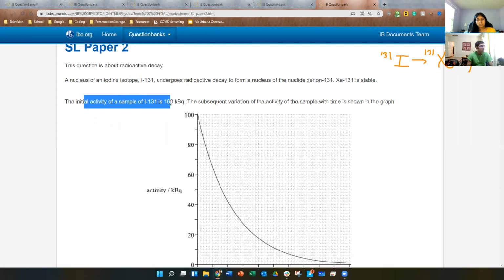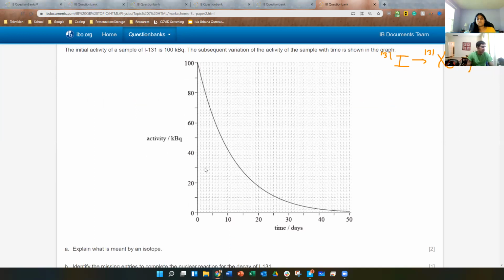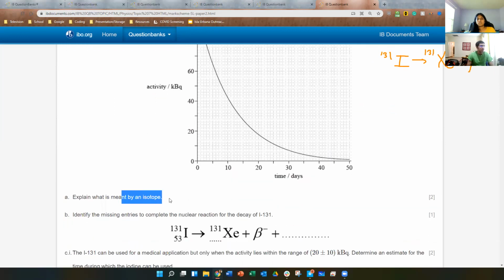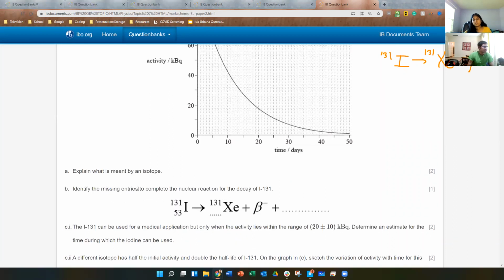The initial activity of I-131 is 100 kilobecquerels. Okay, interesting. So we don't get the periodic table? No, we don't. But most of the time you don't need it. They give you just enough information to be able to figure it out. So clearly exponential decay. This one is a very common question. They love throwing this one: explain what is a nuclide and what is an isotope. But those are easy, so that's good.